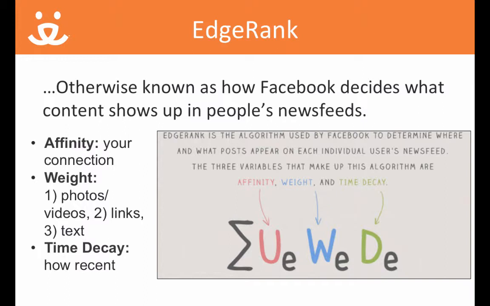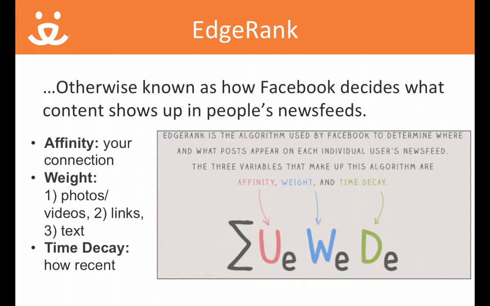But your affinity, so if someone is a big fan of your page and is visiting your page a lot or clicking on the posts that show up in their newsfeed a lot, it's more likely that your posts are going to show up on their newsfeed because they're constantly going to your page. So Facebook figures that out and figures out that that's something you're interested in. So they're more likely to show that for you.